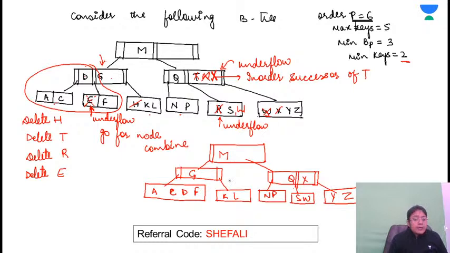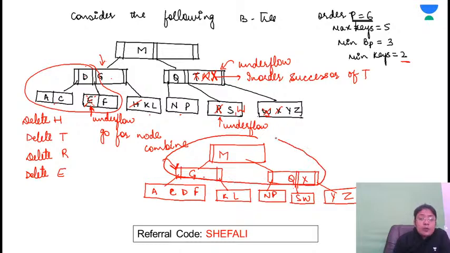Now, is this the correct tree? This is not a correct tree. Now, there is a problem of underflow here. There is a problem of underflow at this node. So it will ask the help from its sibling. Sibling is not helping. So go for node combine. So this means that when you have deleted the element E, in that case, two nodes will be combined.